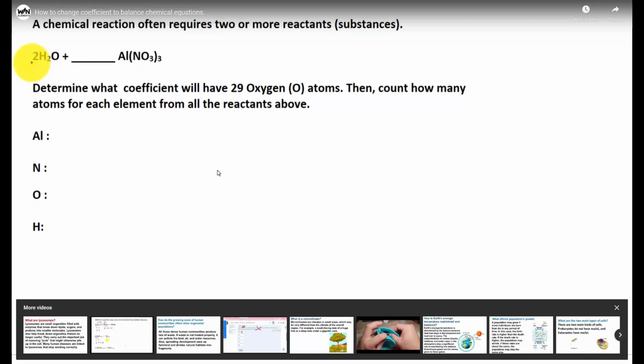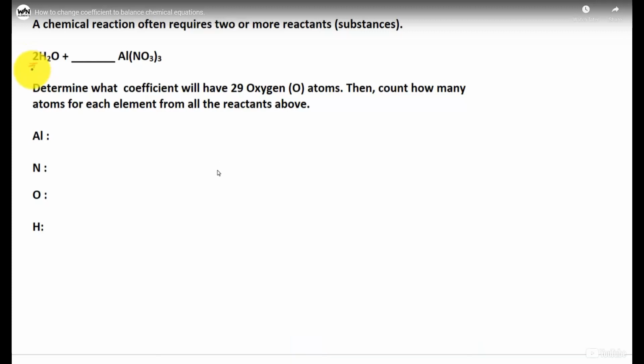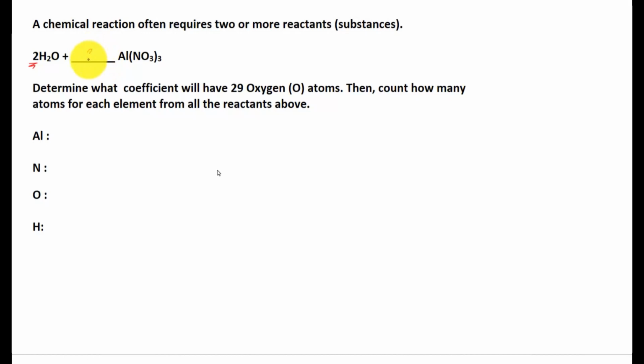Right? So take the time to do it. We have the coefficient for water there, and we're looking for this coefficient. And in this case, we want 29 oxygen atoms. So the total must be 29, okay? And let's go back and look at oxygen. Over here, we have a 1. And 1 times 2, what's that going to be? Well, that's just going to be 2.